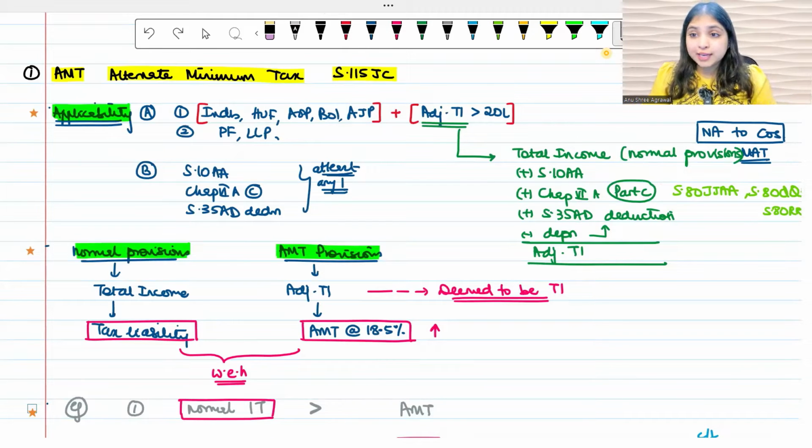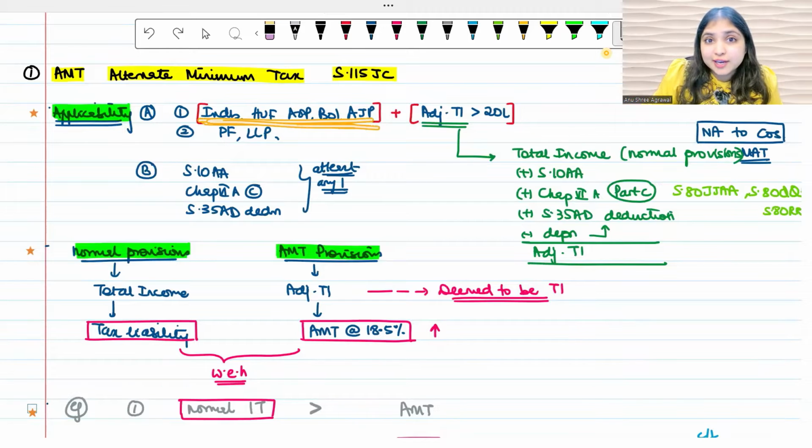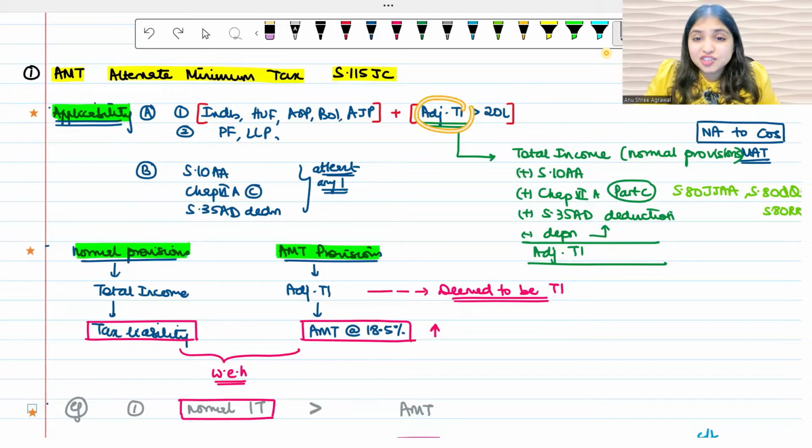Now, this concept of AMT is applicable to whom? It's applicable only to those persons who fulfill two conditions. Condition number 1, who is the assessee? Either an individual, HUF, AOP, BOI, AJP, but not all of them. I am covering only those whose adjusted total income is more than 20 lakh. Or the assessee should be a partnership firm or LLP. Company, no entry.